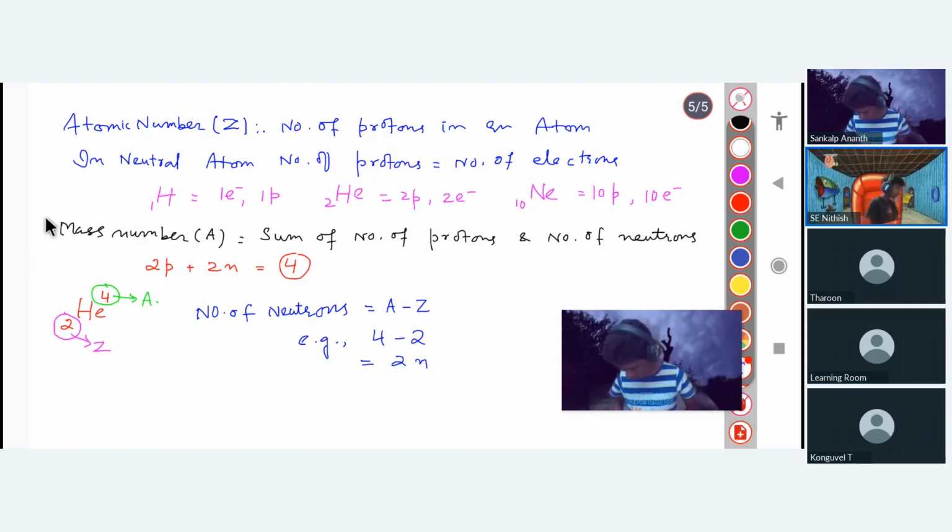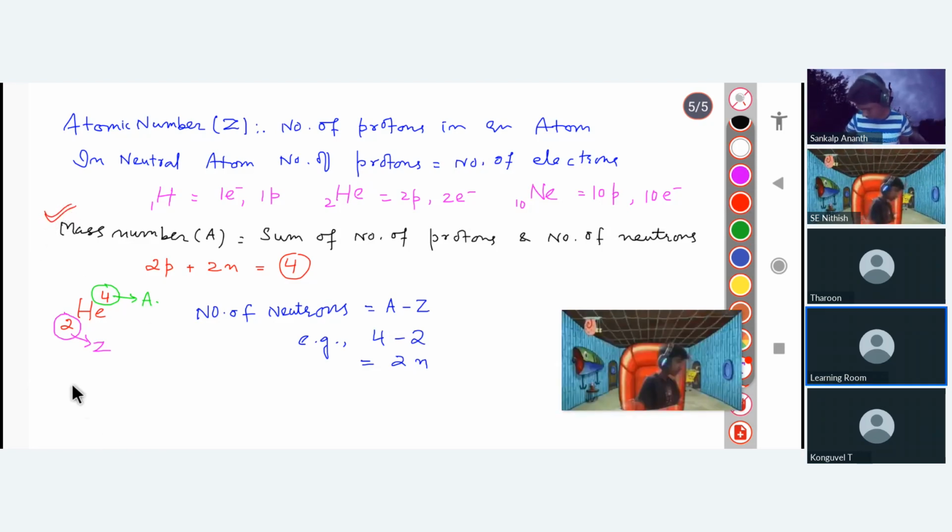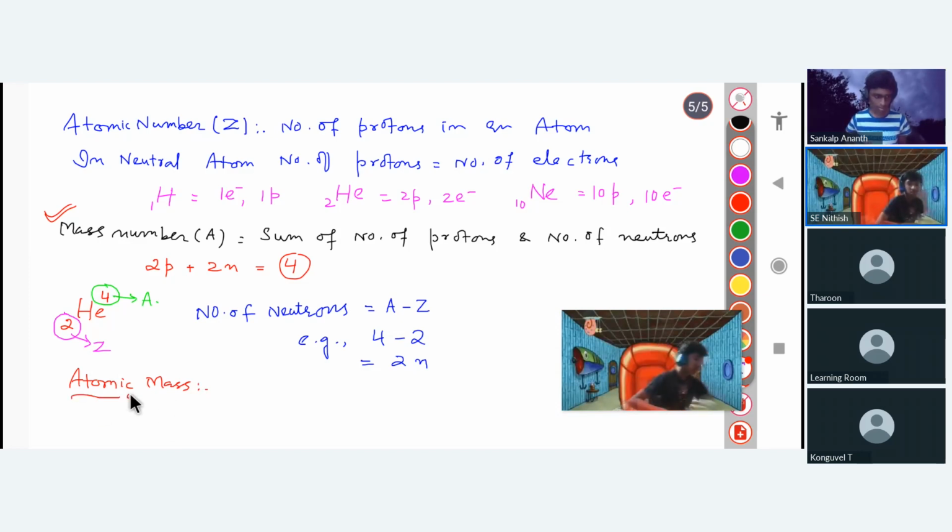Yes, sir. Now, a question will be asked in the exam. What is the difference between mass number and atomic mass? Is there any difference or is it the same? There is a difference, sir.